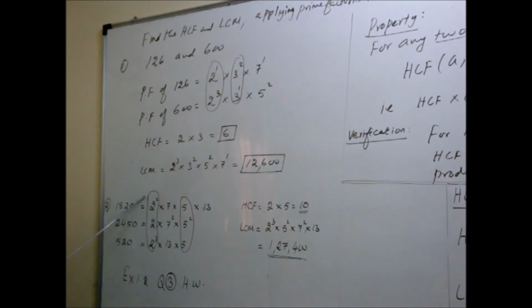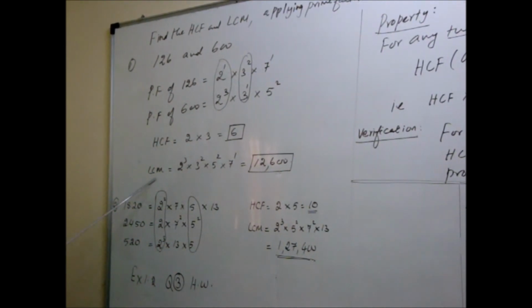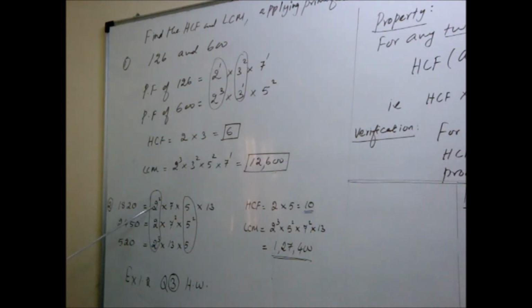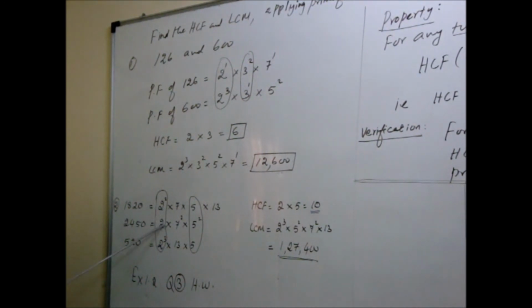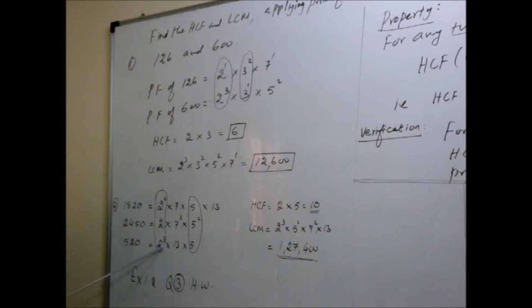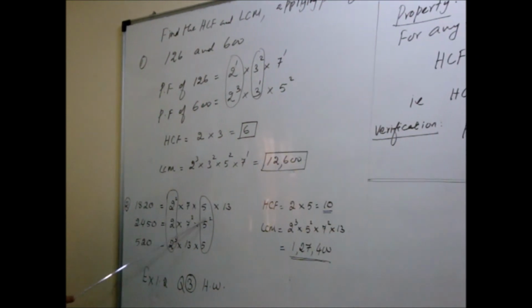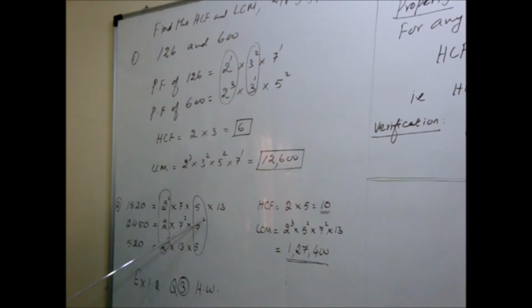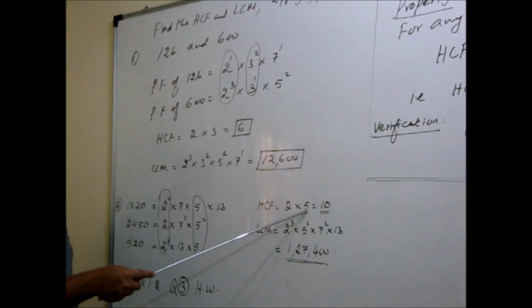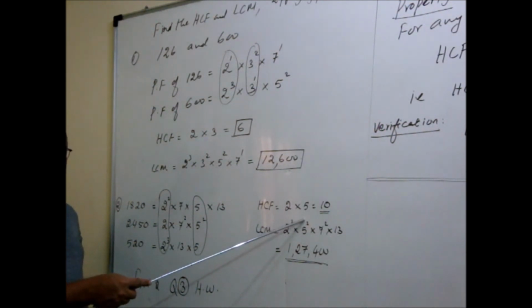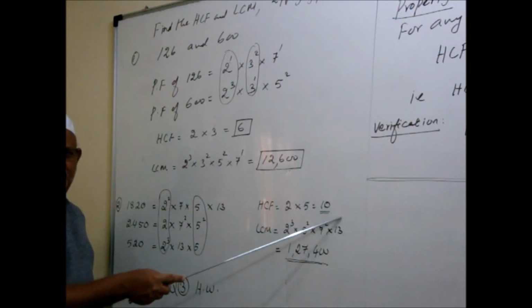Go for HCF. What is common here? It should be common in all three sets, not in two sets. Among the 2's common in all three sets, the lowest power is 2 power 1. Here 2 square, 2 power 1, 2 cube. So 2 power 1 is the lowest power, and I take 2. Here 5 square, 5, so the lower power is 5. So you multiply 2 into 5, HCF is 10.